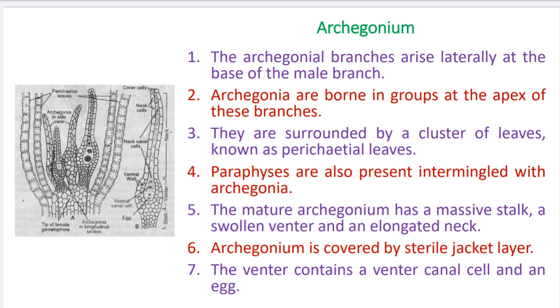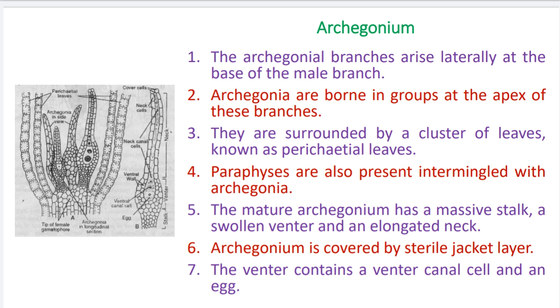Number 2, archegonia are born in groups like the antheridia at the apex of these branches. Antheridia and archegonia develop similarly on the antheridial and archegonial branches. They are further covered by the perichaetia as well as the paraphyses. Antheridia and archegonia are further covered by the paraphyses and the perichaetia.